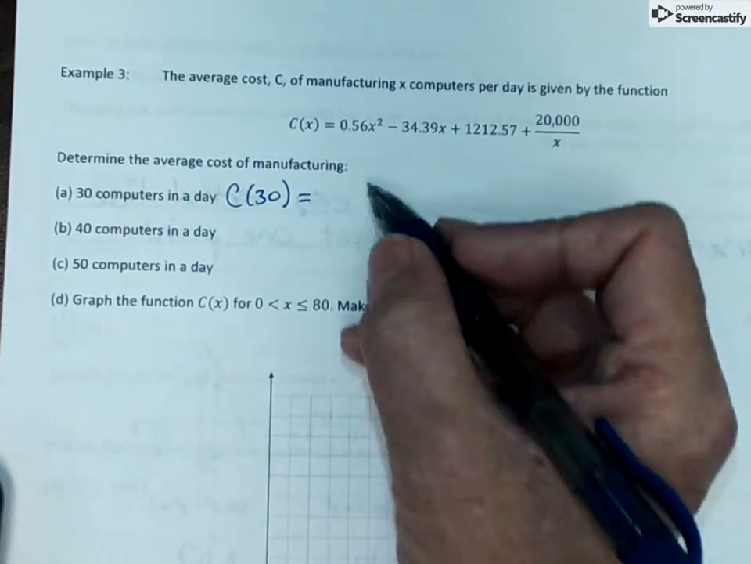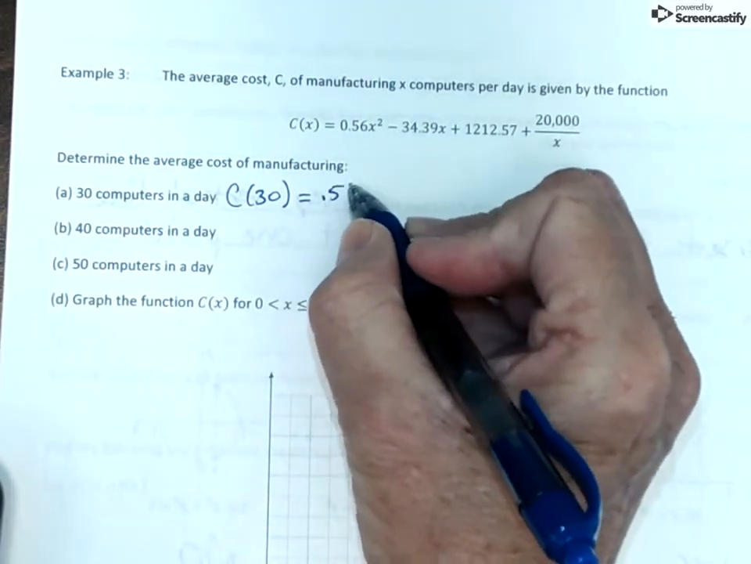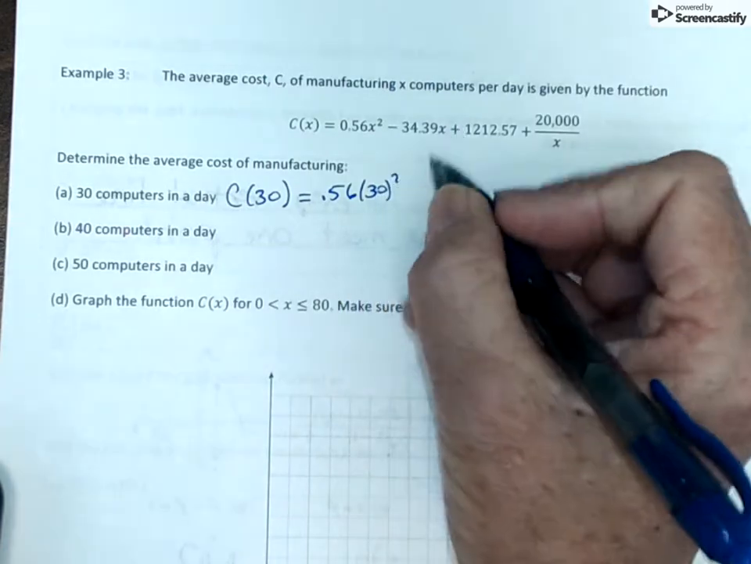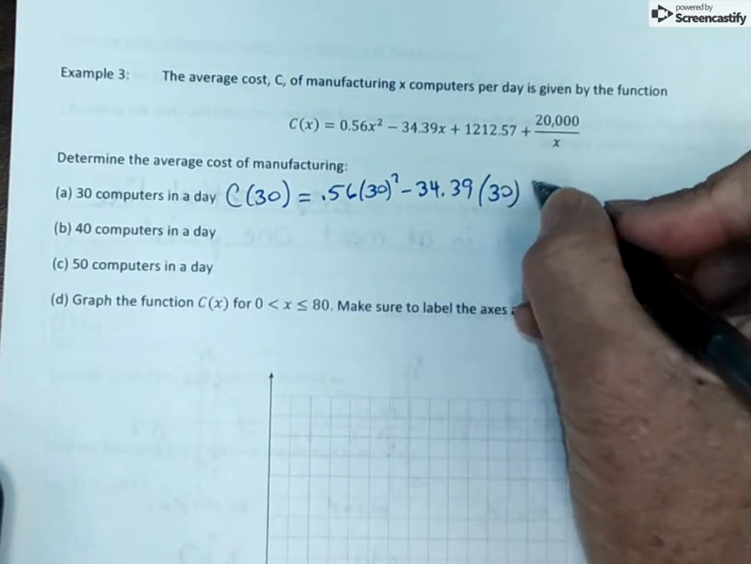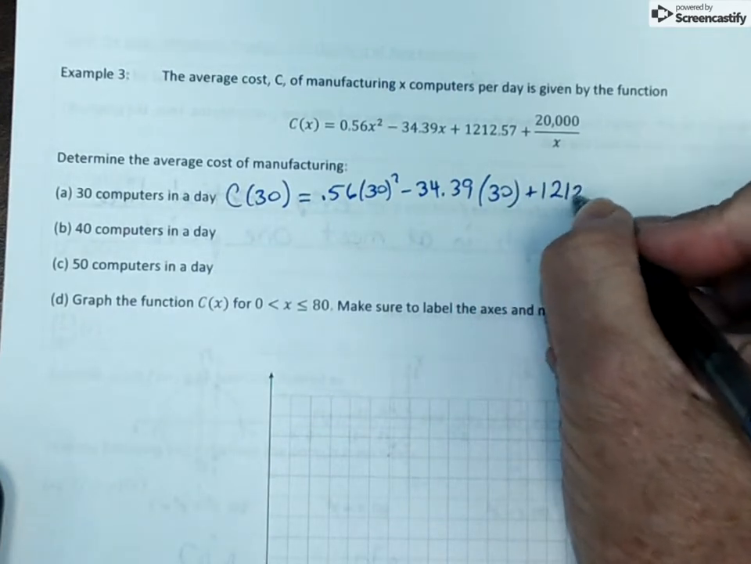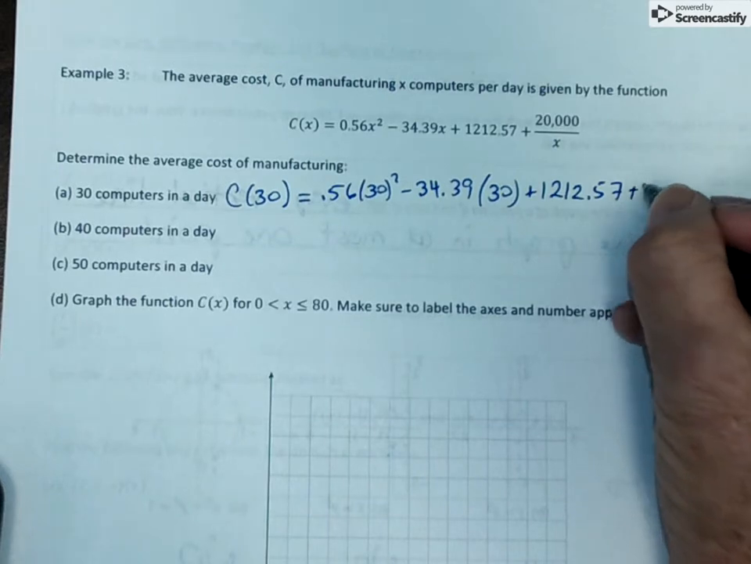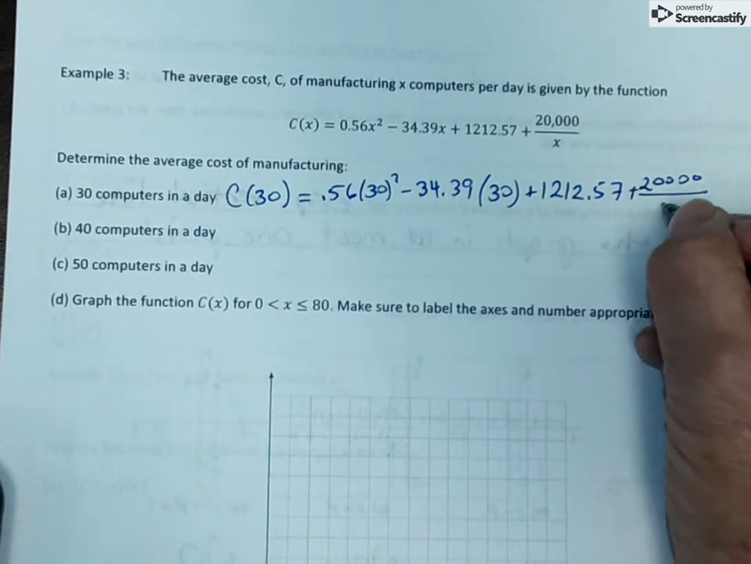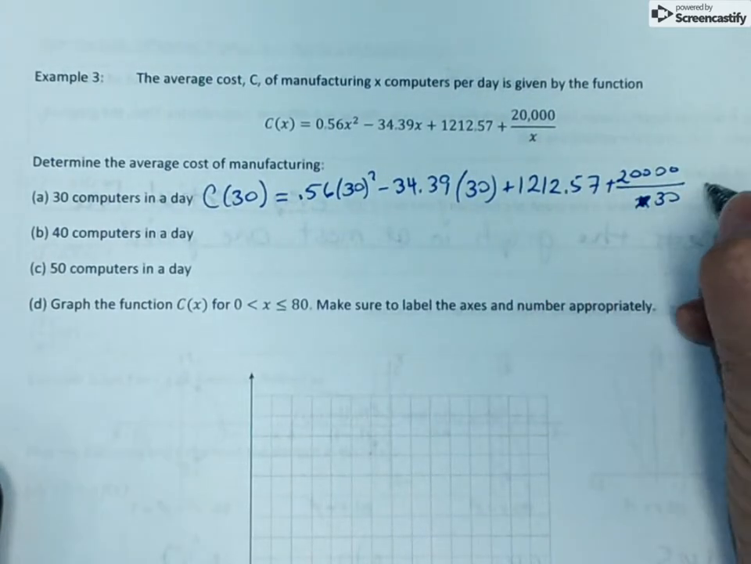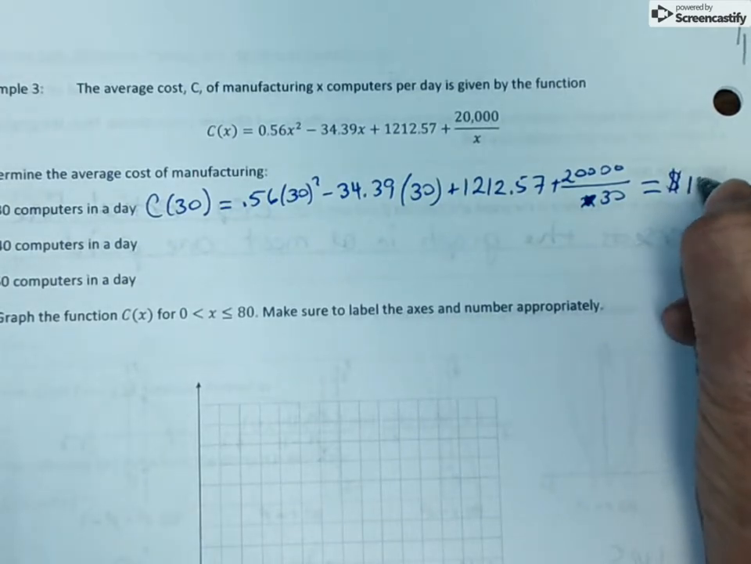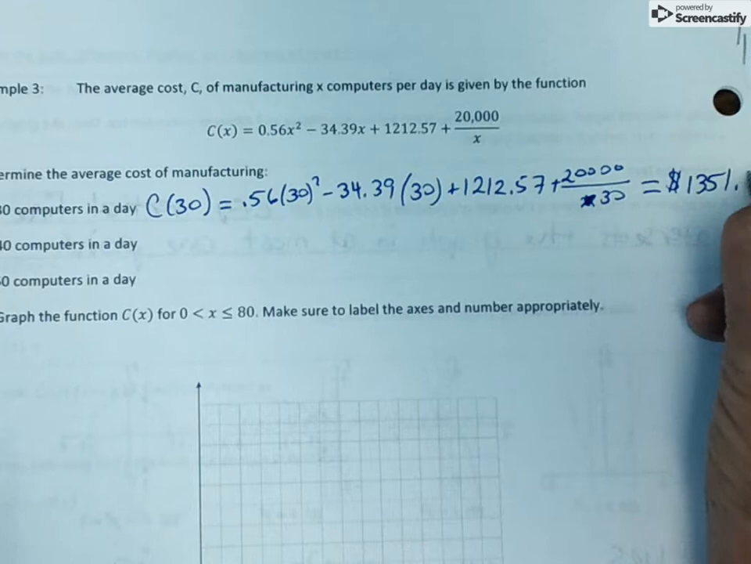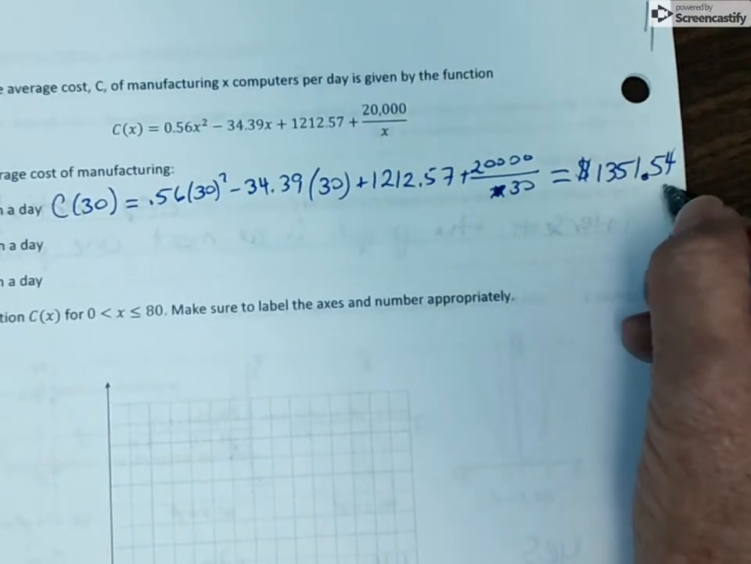And when I plug this in the equation, I'm going to have 0.56 times 30 squared minus 34.39 times 30 plus 1212.57 plus 20,000 divided by, not x, by 30, because we're putting 30 in for that. When I plug this in my calculator, I get back that this is going to be $1,351.54. And I'm rounding to 2 decimal places because it's money.